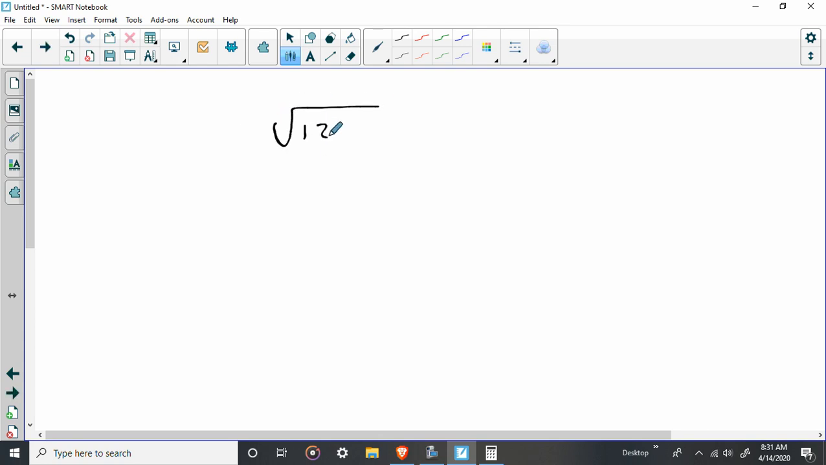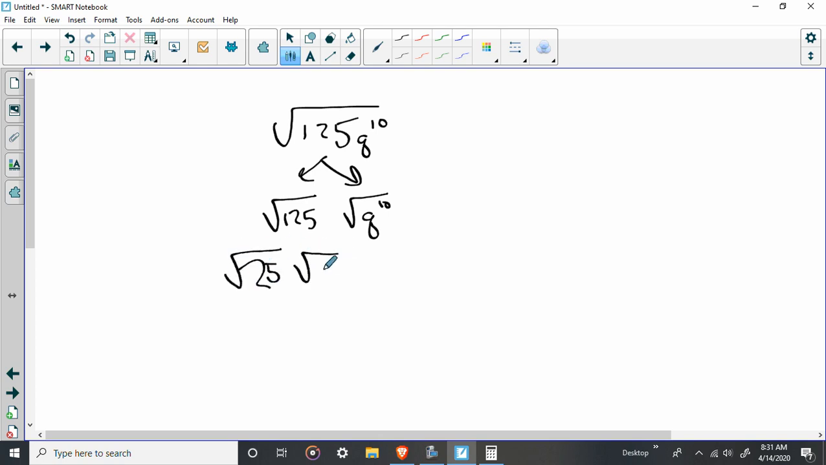Radical 125 q to the 10th, all right? Let's split it up. Radical 125 q to the 10th. Well, again, what's a perfect square that goes into 125? 25 does. How many times does it go? 5 times. 5 times 25 makes 125. Q to the 10th. Square root of 25 is 5. Square root of q to the 10th is going to be q to the 5th. And let's just keep that radical 5 right there.